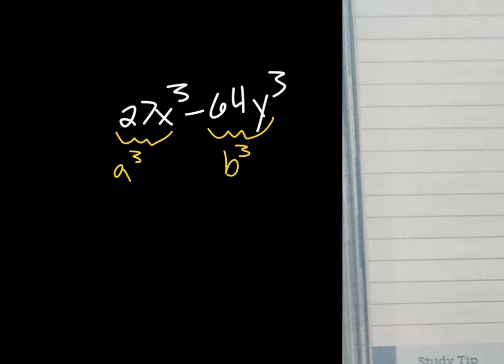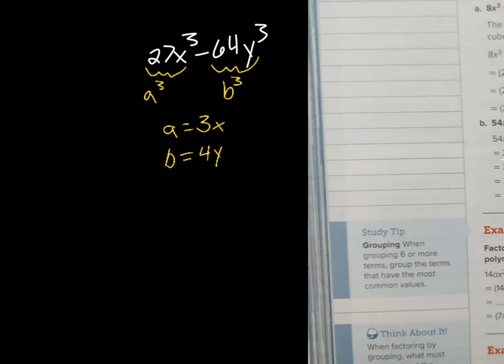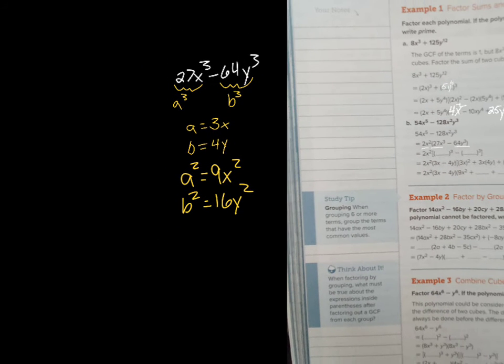I know I need an a, so I'm going to take the cube root of 27, which is 3, cube root of x cubed, which is x. And I also need a b, that's part of the formula. The cube root of 64 is 4, and then the cube root of y cubed is y. The formula also says I need an a squared, so that's going to be 9x squared, and I'm going to need a b squared, so 16y squared. Again, I have everything I need now to get this factored all the way.